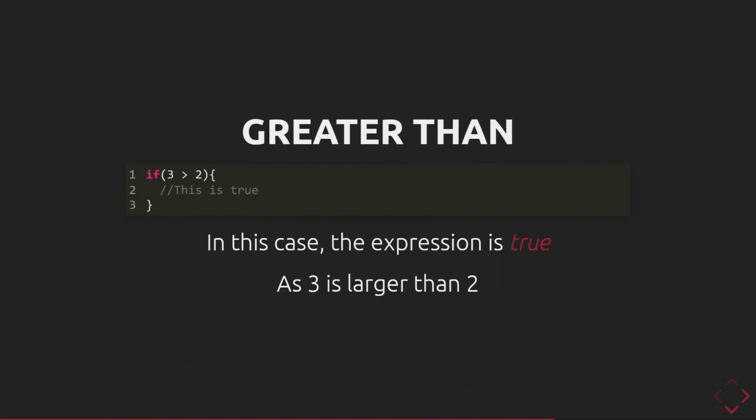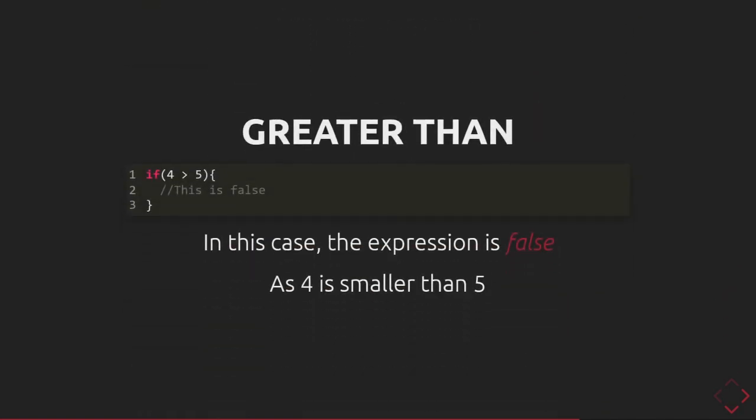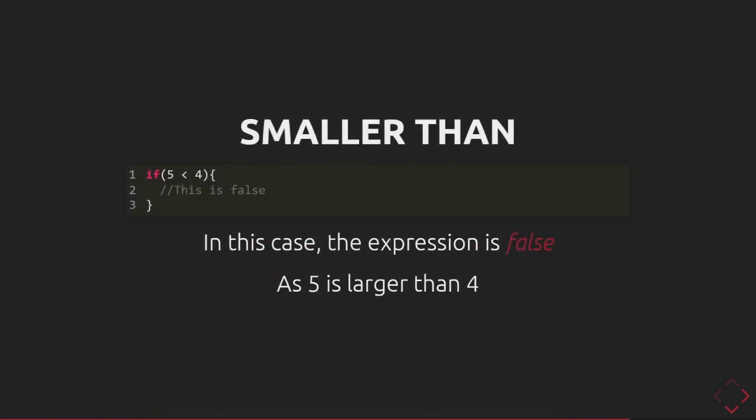Then we have the greater than. Is 3 greater than 2? In this case the expression is true as 3 is larger than 2. Then here we can see a false version, 4 greater than 5, that is false. Same with the smaller than. Is 2 smaller than 3? In this case the expression is true as 2 is smaller than 3. In this case we can see a false as 5 is not smaller than 4.